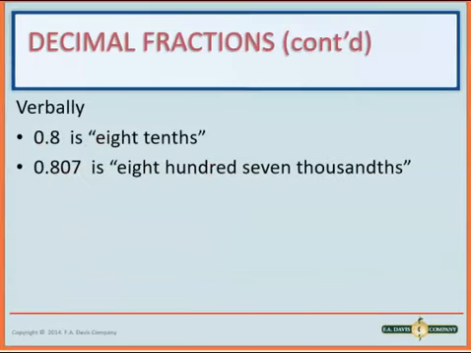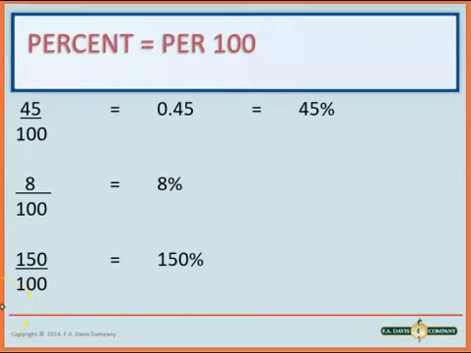So there's a proper way to read these decimal fractions off when you're saying them verbally. Let's look at a couple examples. If we're just looking at a number that's in the tenths position, such as 0.8, it would be 8 tenths. Another example would be 0.807. If you were reading it off, it would be 807 thousandths.